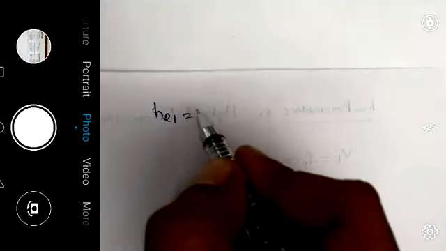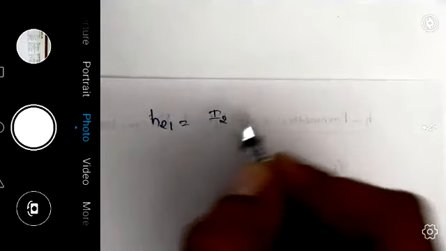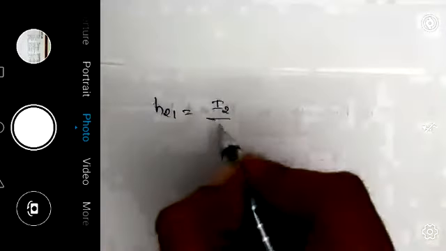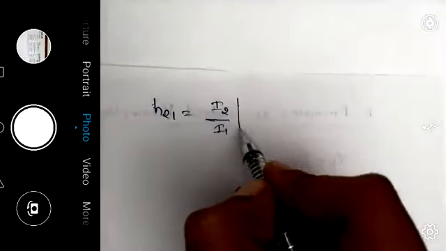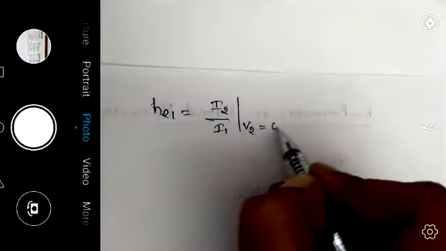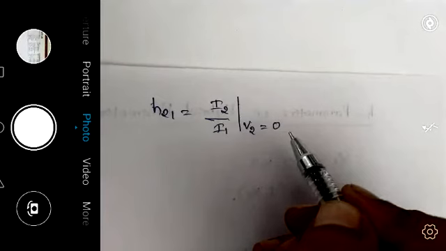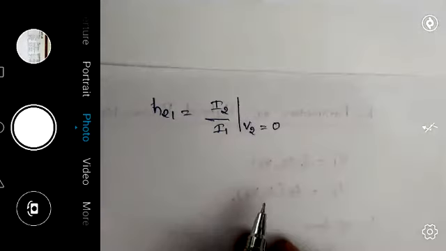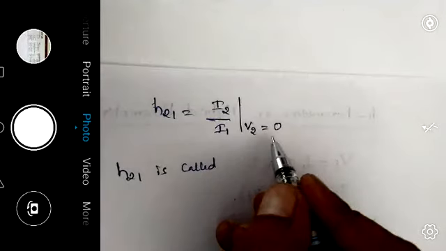H21 is equal to I2 by I1, with V2 equal to 0. Correct? V2 equal to 0, so the parameter H21 is called... it is also because of V2 equal to 0, short circuit.